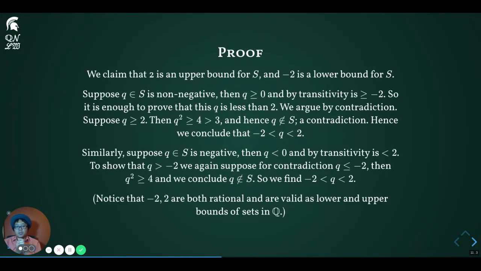What we will do is to find actual rational numbers as upper and lower bounds. In the proof on this slide, we establish plus and minus 2 as upper and lower bounds of S. The basic argument is one of contradiction. We suppose that Q is not less than 2, or not greater than minus 2. This implies that Q squared is necessarily greater than 4, and hence greater than 3, showing that such a Q cannot belong to S. And hence, elements of S must be bounded between minus 2 and 2. We conclude this lecture here. See you next time.